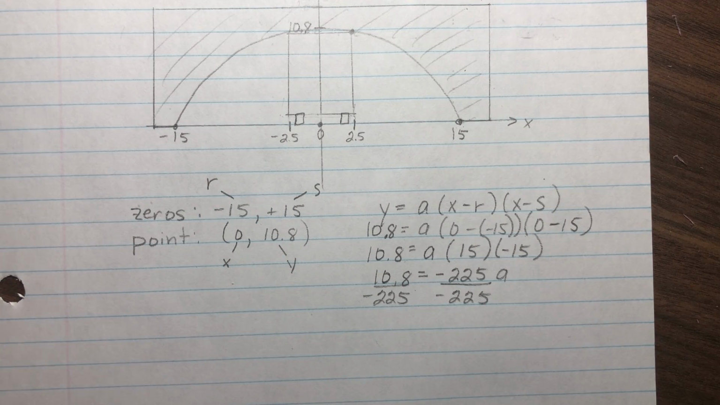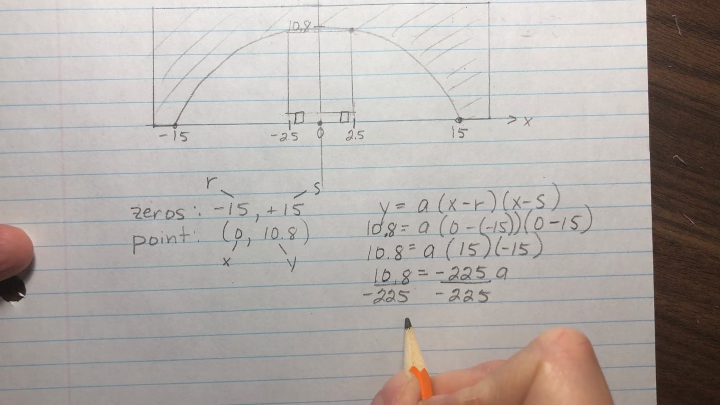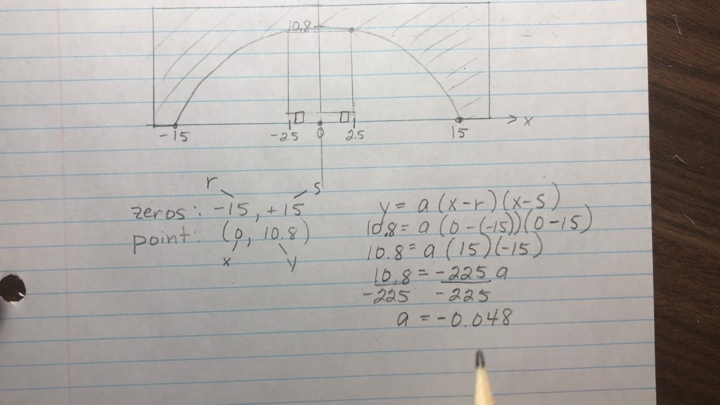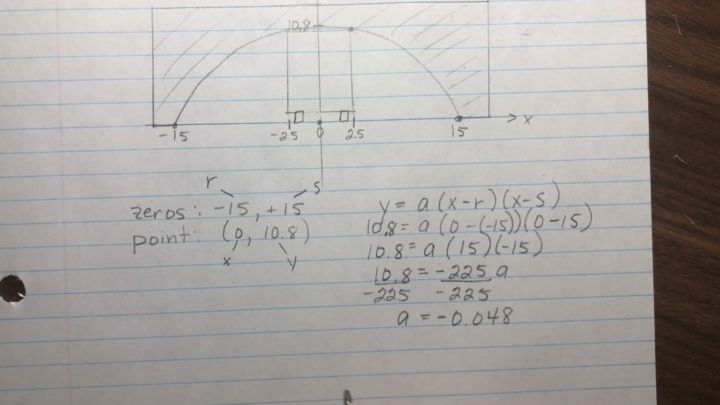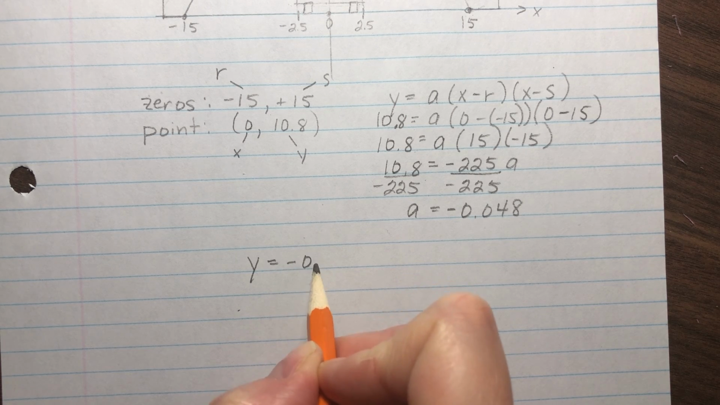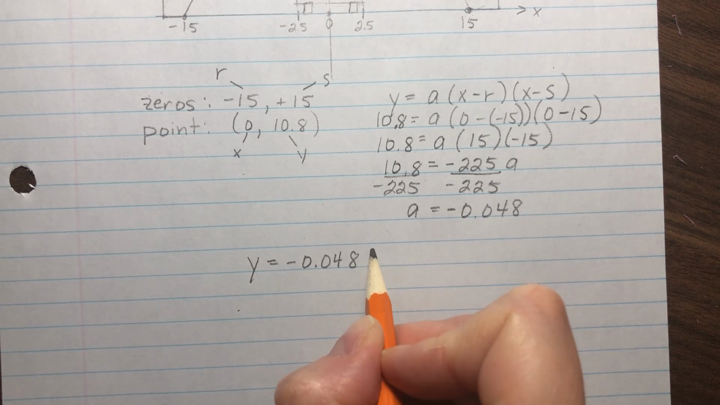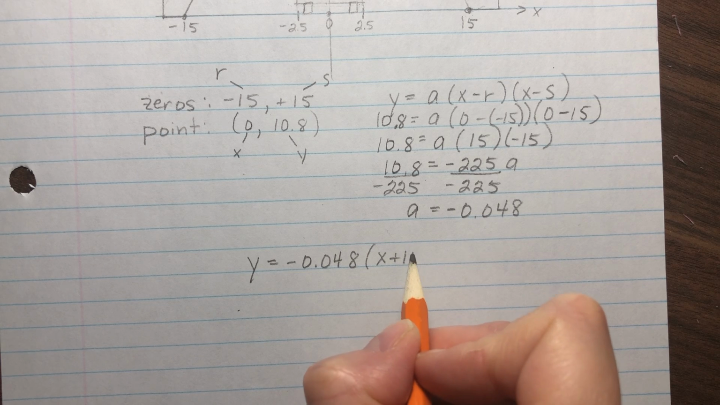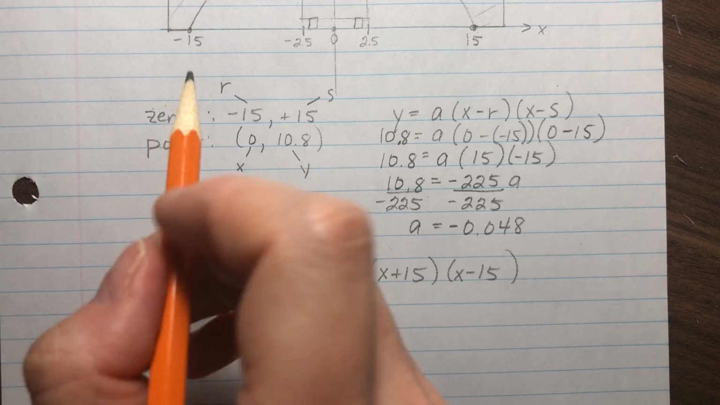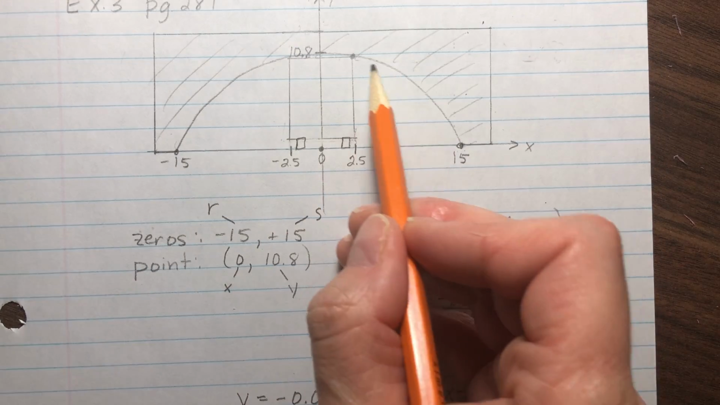So I'm just going to use my calculator here and divide, and I get an answer of a being negative 0.048. And so the final equation that's going to represent the parabola is going to be y is equal to negative 0.048 times x plus 15 times x minus 15. Okay, so this is the equation that represents this parabola.